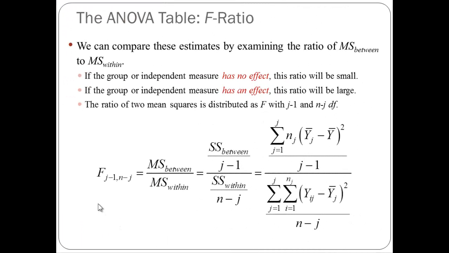And therefore, we could take the ratio of these two things to see if one is larger than the other. We'll always take the ratio of the mean square between to the mean square within because we're always testing whether there's a group effect and whether the group effect is greater than the within group effect. So if we take the ratio of MS between to MS within, we calculate what's called our F statistic.